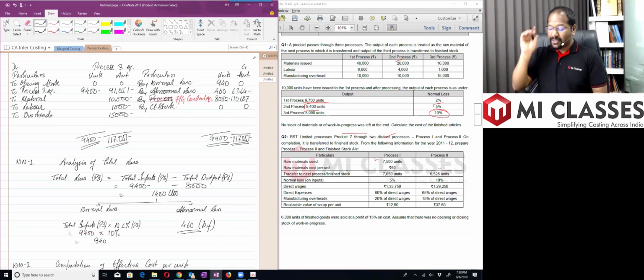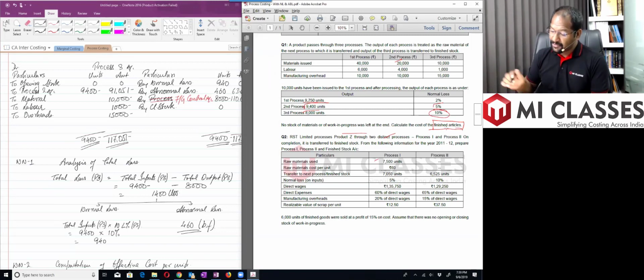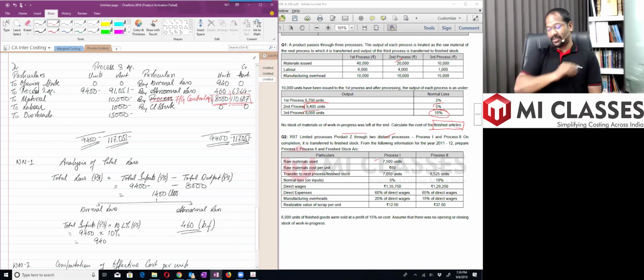Done. So what was the question asking? Question was asking, calculate the cost of what? Cost of finished stock. So calculate the cost of finished stock. We have calculated the cost of finished stock. So my finished stock became 8,000 units. And what is the cost? 1,10,687 rupees. I hope you have understood this question.